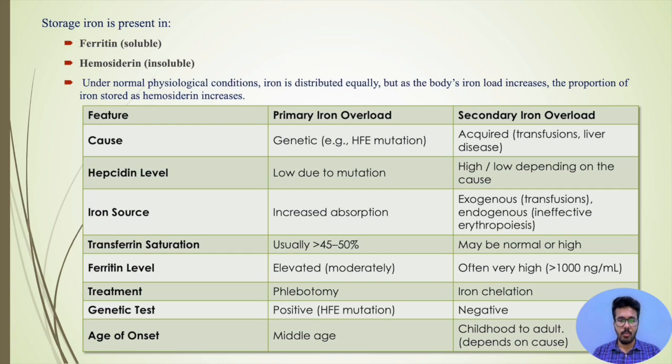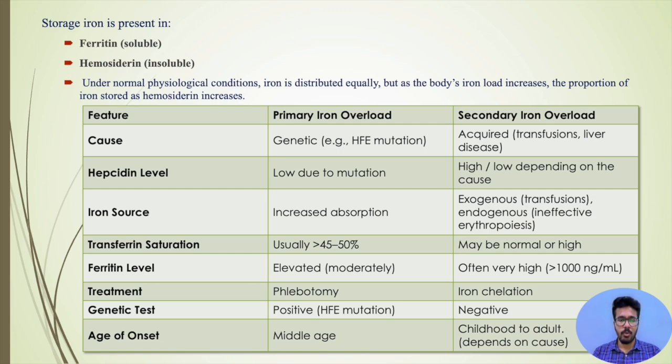Transferrin saturation is more than 45 to 50% in primary overload, whereas the saturation levels may be normal or high in secondary overload. Ferritin levels are moderately elevated in primary, and the ferritin levels are very high in secondary iron overload. The treatment modality is phlebotomy for primary iron overload, and iron chelation therapies are used as a treatment modality in secondary iron overload. Coming to genetic testing.